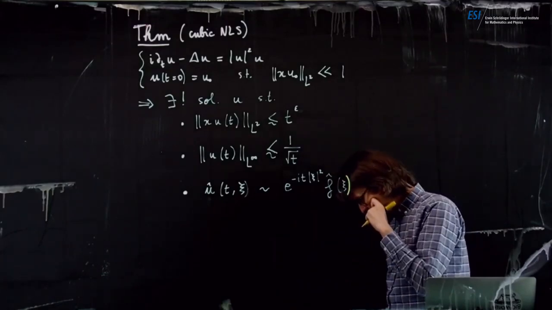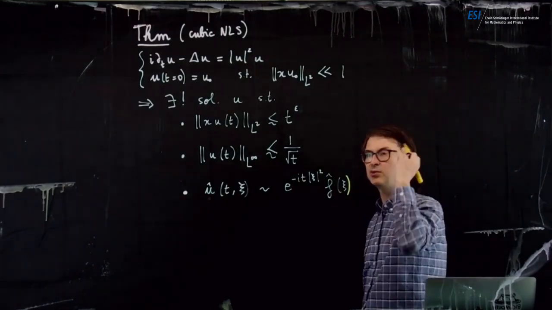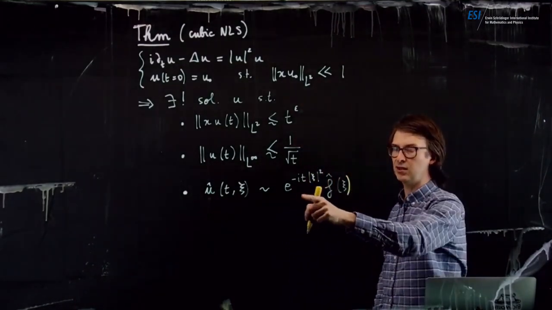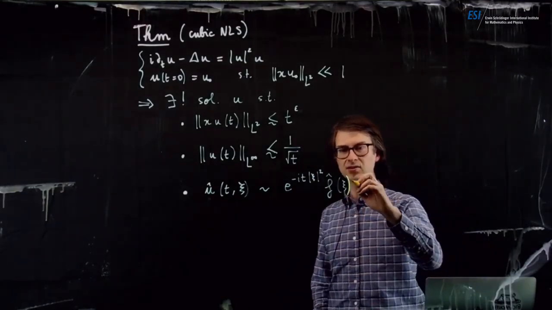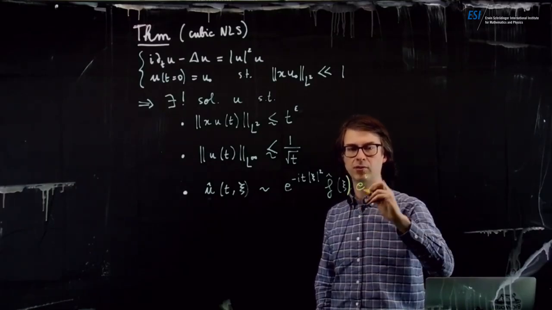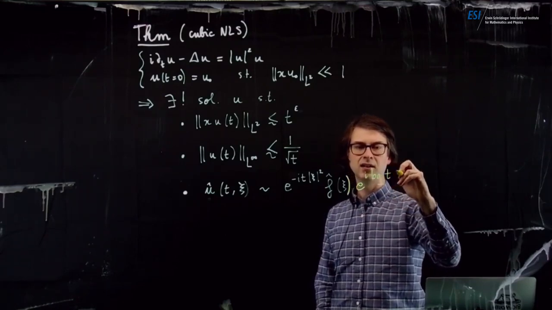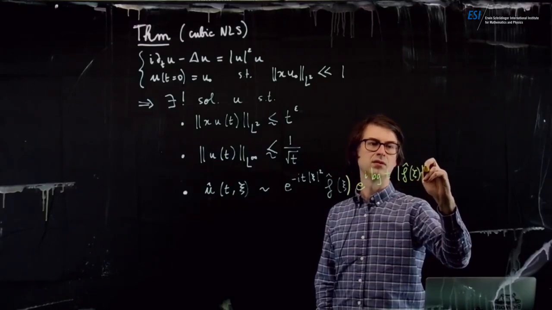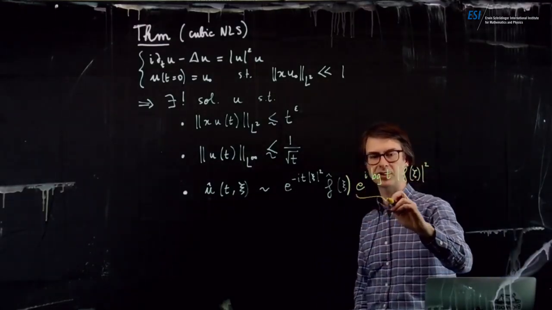So if we had scattering, then we would just get that, right? That's what a linear solution looks like on the Fourier side. Interestingly, there is an additional term here, which is a logarithmic correction. So here you get e to the i log t times f hat of xi squared. Right, so there is a logarithmic correction to scattering.